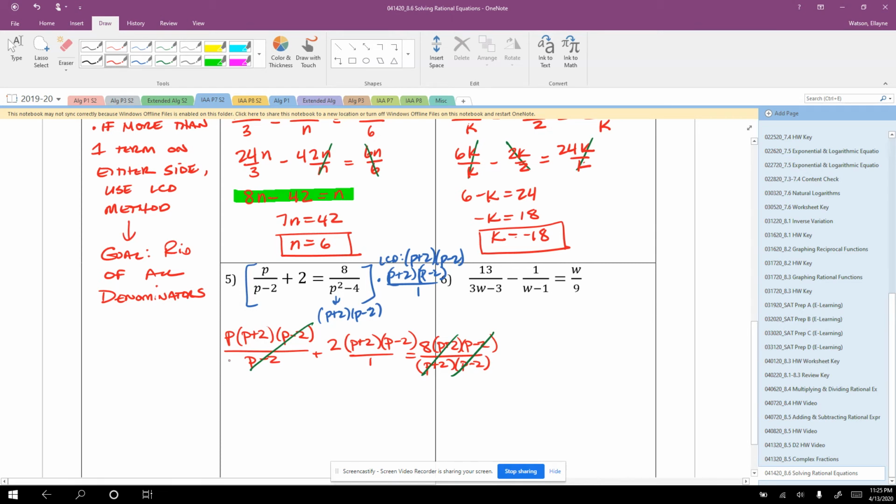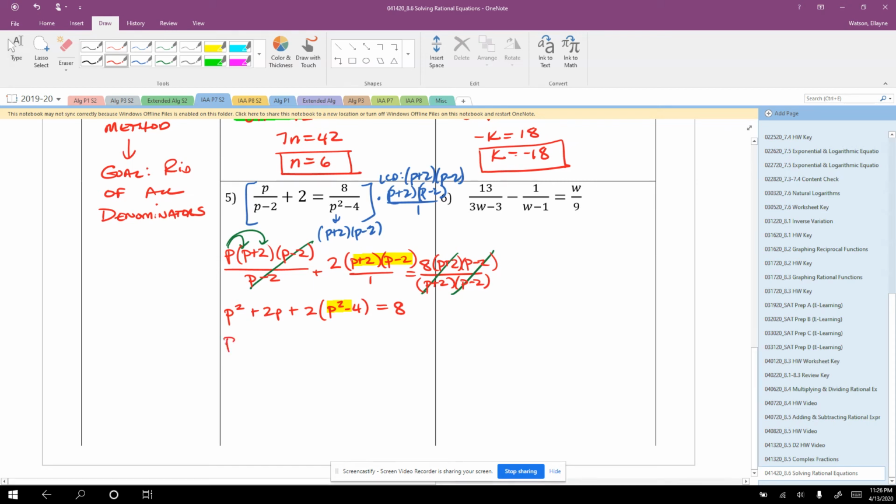Okay, so now I'm left with, and now I'm going to go ahead and distribute this at the same time. And I'm going to multiply that out. So I'm going to have p squared plus 2p over here plus 2 times this quantity, which is p squared minus 4, is equal to 8. If you missed it, those two are equivalent.